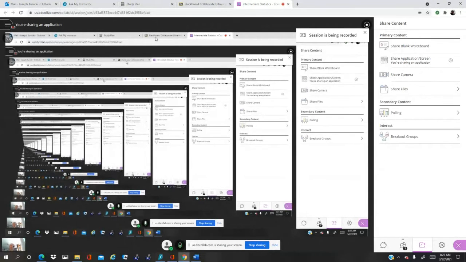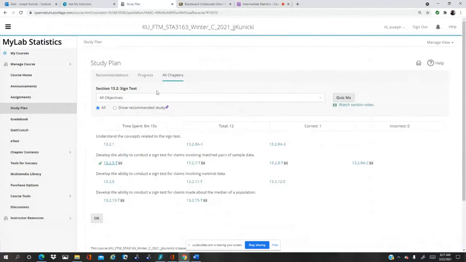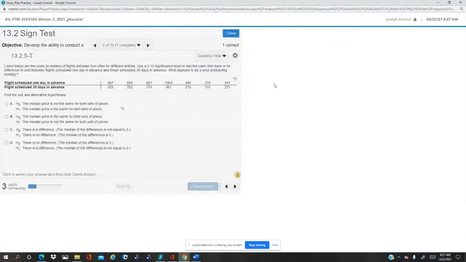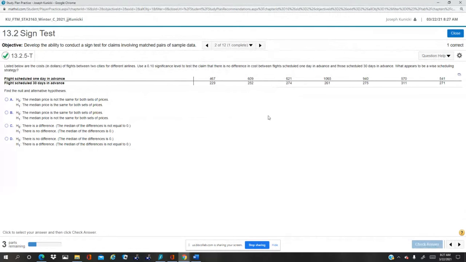Okay, problem 13.2.5T. It's the sign test. There's 7 data pairs. The difference is 1 day in advance, 30 days in advance. You can see the numbers are, well, maybe you can't, but let's do this first.